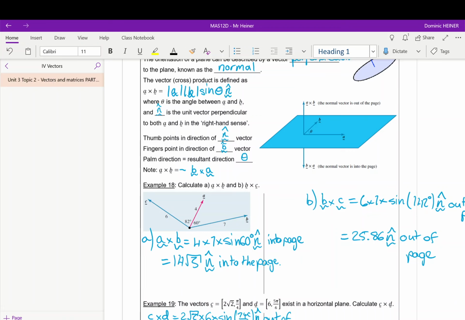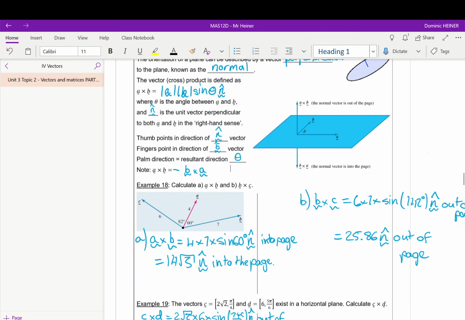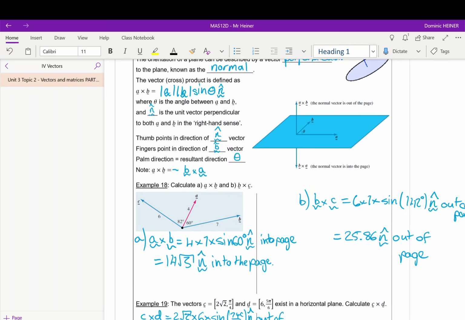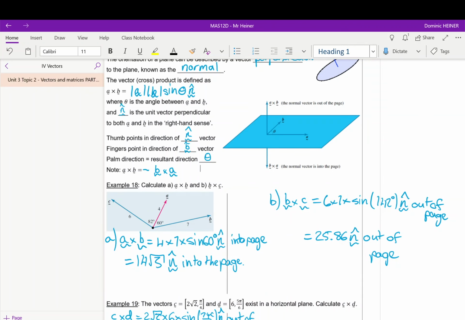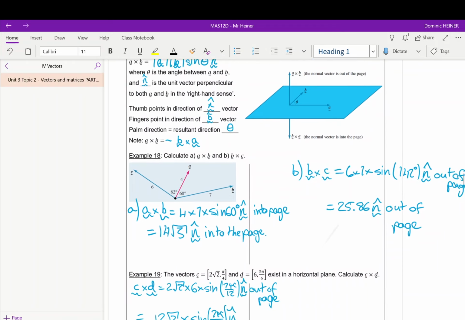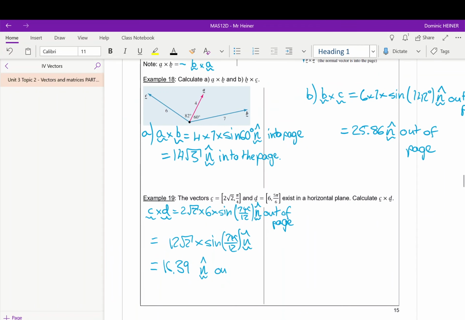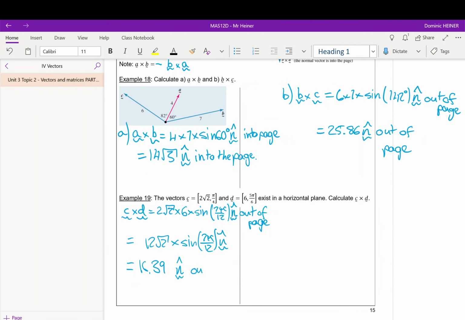When looking at B cross C, our magnitudes are now 6 and 7, and our angle is 142 degrees. So that's the sum of 60 and 82. But this time, because we're going from B to C, our fingers are going in a counterclockwise direction, which means the normal vector is coming out of the page. So both of these give us some coefficient of the normal vector and then two different directions. So for part A, it was into the page, and for part B, it was out of the page.